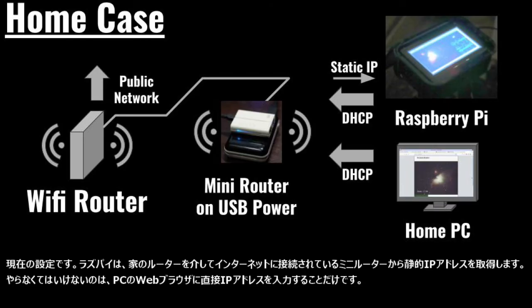The current setting is this. The Raspberry Pi gets a static IP address from a mini router that is connected to the internet via home router. In this case, everything I do is to put the IP address directly in the web browser on the PC.